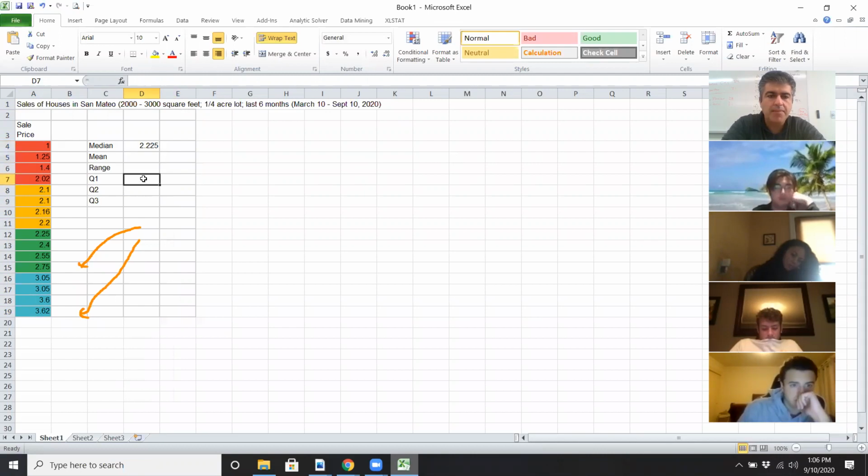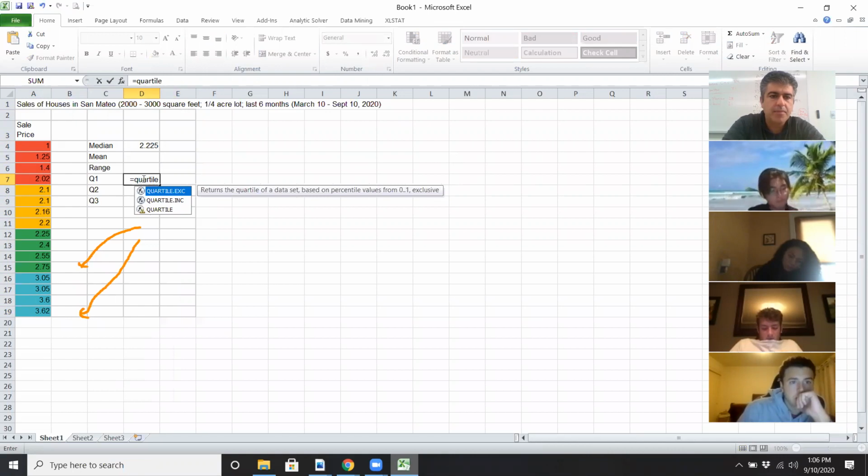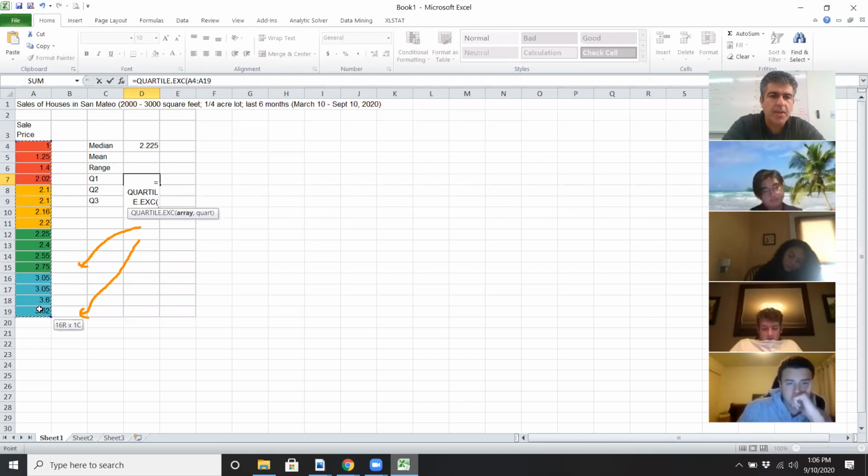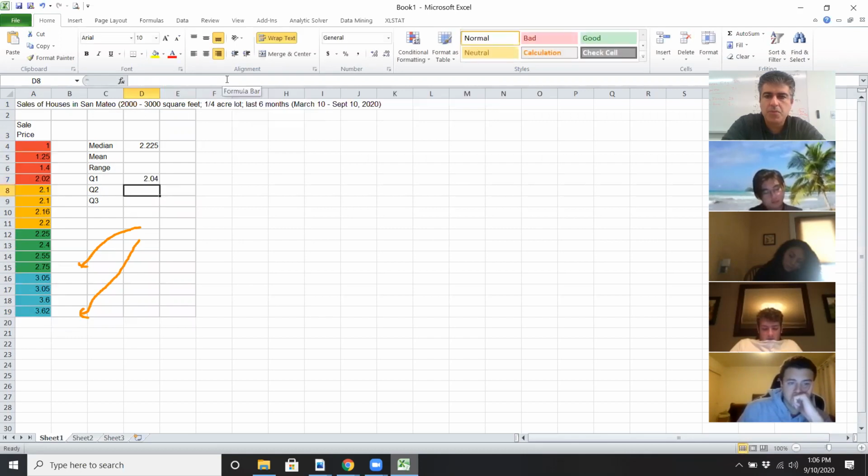Or for Q1, equals QUARTILE. In this case, you have to give the array. The array means what range you're looking at, and what quartile you want. I want the first quartile. So that gives me a little bit different value. I don't know why the value is different there.